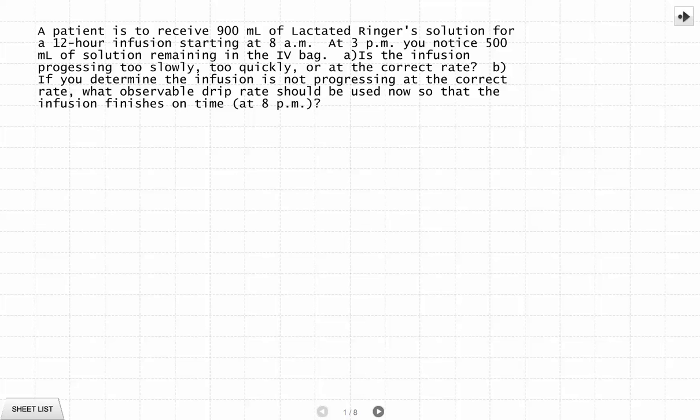So the question, A, is the infusion progressing too slowly, too quickly, or at the correct rate? And B, if you determine that the infusion is not progressing at the correct rate, what observable drip rate should be used now at 3 p.m. so that the infusion finishes on time at 8 p.m.?